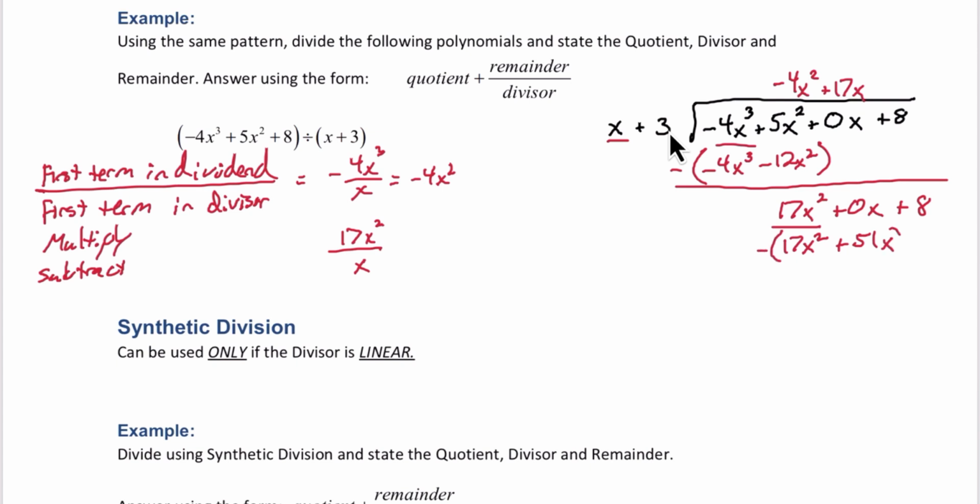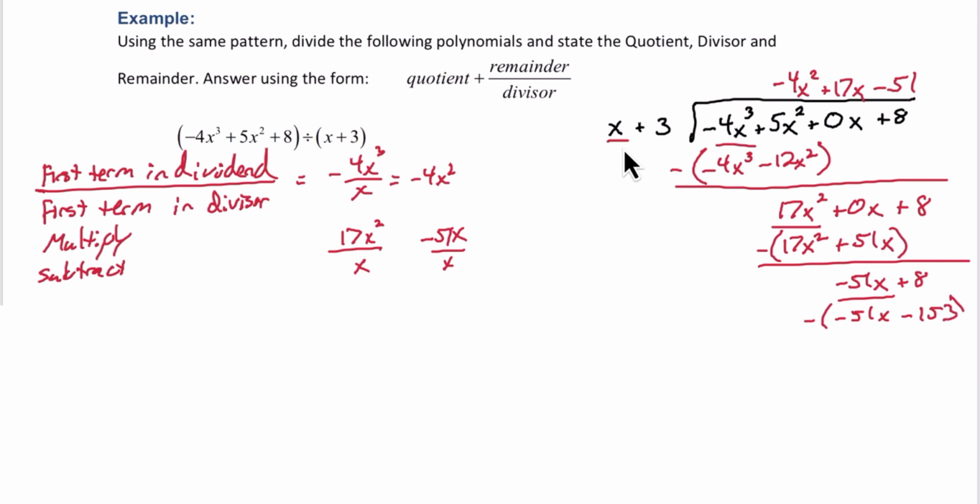We'll then subtract this. First term goes away. We have 0 minus 51x. Then we drop down the 8. Then again, we repeat that process. First term, negative 51x, divided by the first term, x, will give us negative 51. Again, multiply. Negative 51x minus 153.